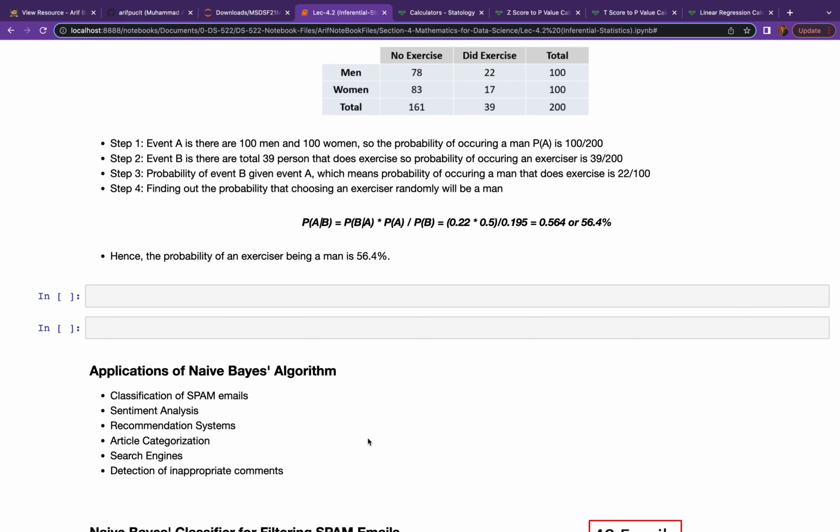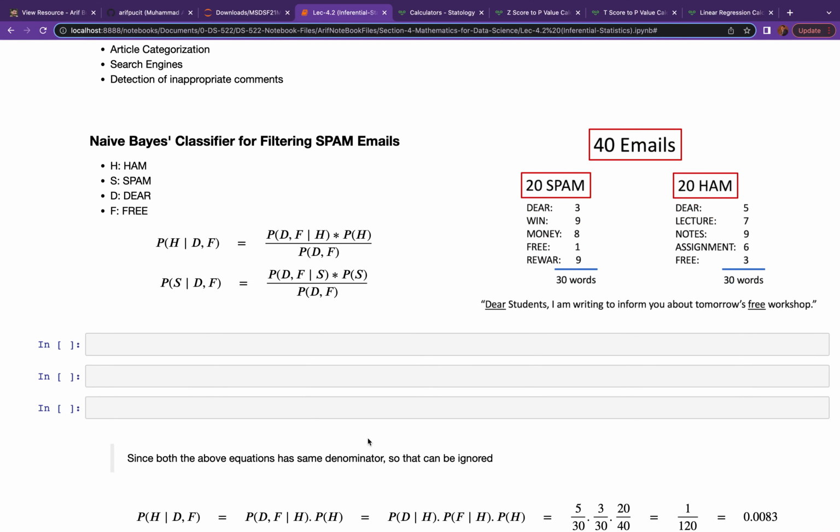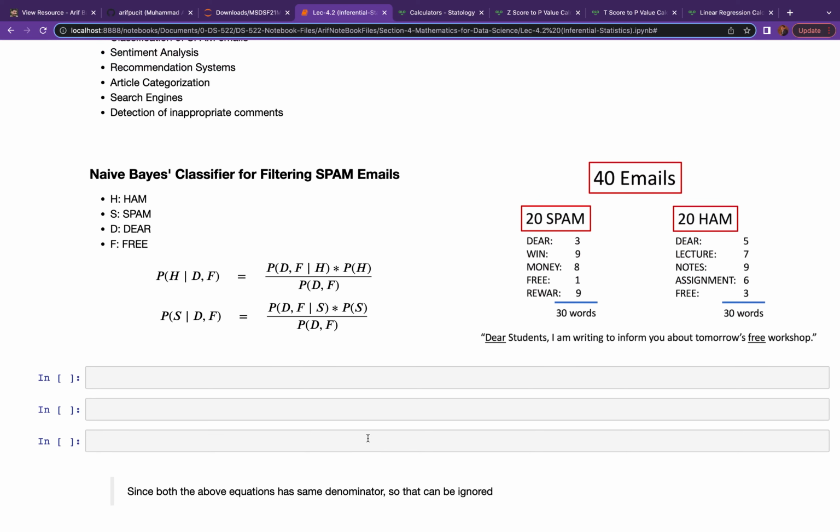Well, there are a lot of applications of naive Bayes theorem. My dear students, naive Bayes algorithm is extensively used in machine learning and natural language processing. In the problem solutions of spam email classification, sentiment analysis, recommendation systems, article categorization, search engines, and detection of inappropriate comments as well. Okay, so let us do an example and use a naive Bayes algorithm to classify spam emails.